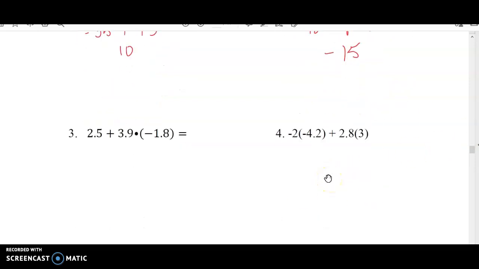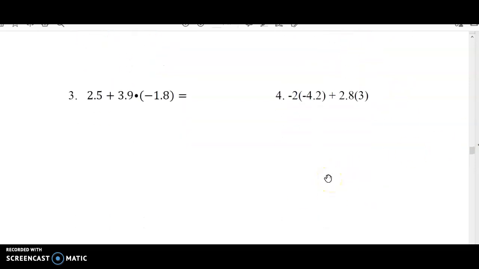You can do the same thing when you have decimals. So here in number 3, I see multiplication and addition. So we have to do the multiplication first. So I'm going to multiply those two. I'm going to get negative 7.02. Drop down the plus, drop down the 2.5. Now I have addition. So I'm going to add 2.5 and a negative 7.02, put them together. I'm going to get a negative 4.52. At any point, you can pause this and you can do these problems on your own and then check. I'll still be going over them.